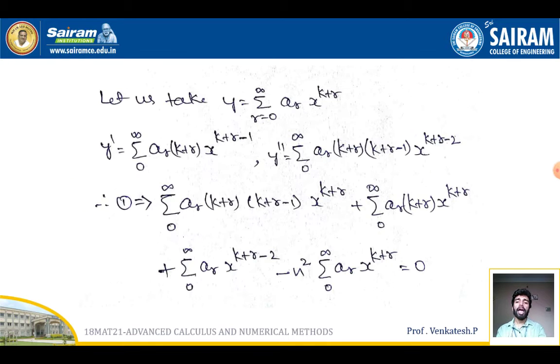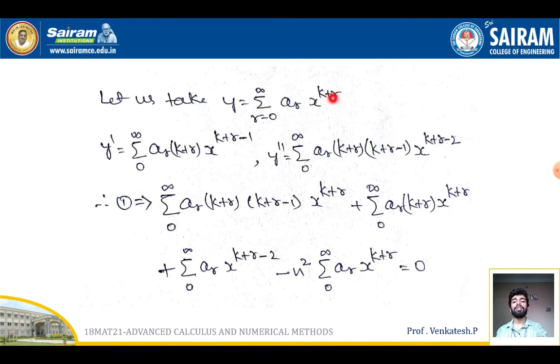So now I am going to apply the Frobenius method. First let me assume y is equal to summation r from 0 to infinity a r x power k plus r. To apply the Frobenius method, we have to find y dash and y double dash. Differentiating y with respect to x one time, I will get summation r from 0 to infinity a r (k plus r) x power k plus r minus 1. Y double dash will be equal to summation r from 0 to infinity a r (k plus r) (k plus r minus 1) x power k plus r minus 2.